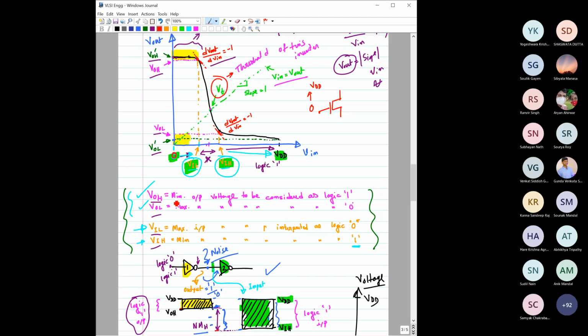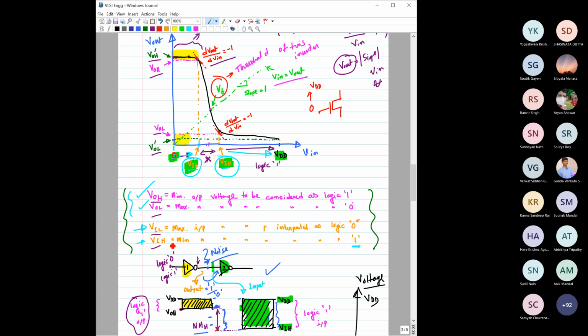So we have also discussed how to define VOH. VOH is, for example, the minimum output voltage to be considered as logic 1. VOL is the maximum output voltage to be considered as logic 0. Similarly, the same thing goes for VIL and VIH.